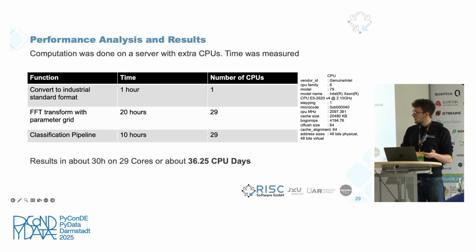The computational study was actually quite simple. First of all, we converted it to a standard format and into our patches. Second of all, we did the FFT with a parameter grid. And third, we did the classification pipelines. We measured the time to get an idea how long this takes. And you can see the FFT transform with the parameter grid takes about 20 hours on 29 cores, so parallelized. And in total, we burned around 36 CPU days worth of compute.